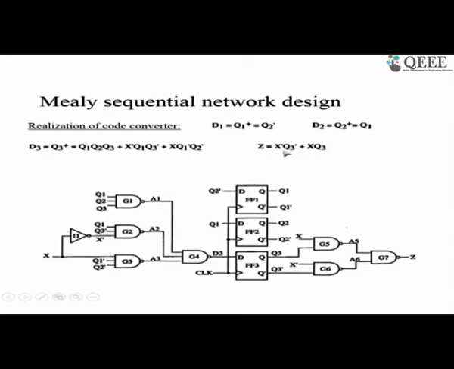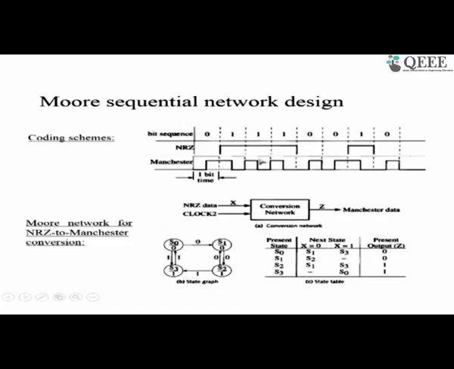Similarly, the output Z is nothing but X Q3 plus X bar Q3. Again we have realized it like this one, from X and Q3 bar, X bar, we have used it to realize Z. So this is simply a Moore machine which converts from non-return to zero, NRZ, to Manchester encoding. So here we have a sequence of bits 0, 1, 1, 1, zeros and so on.